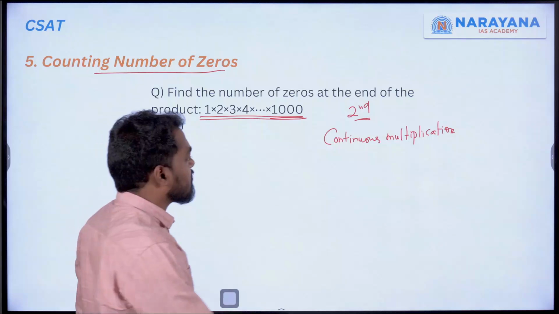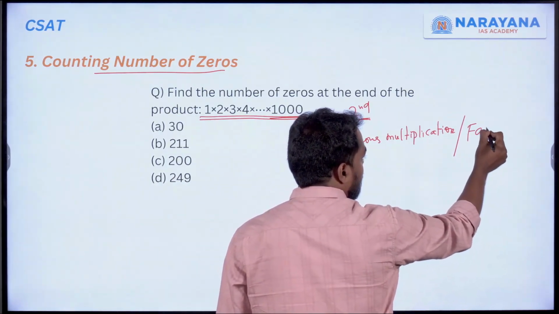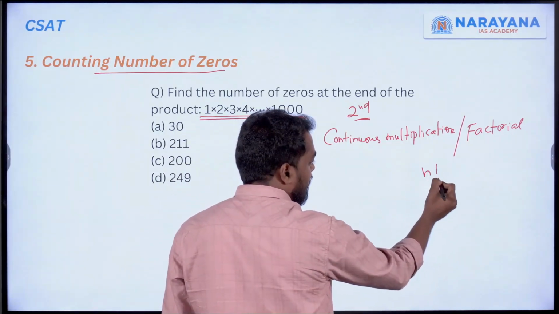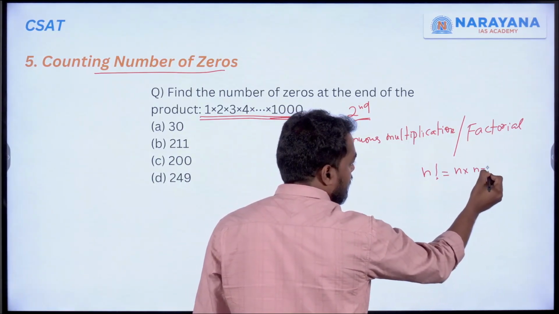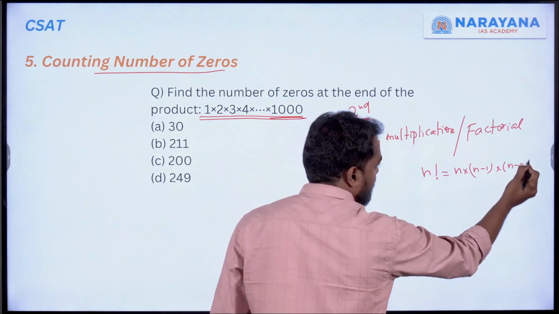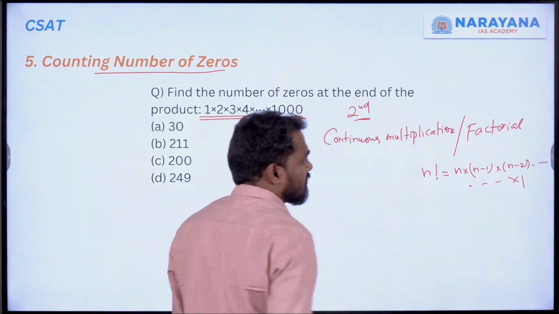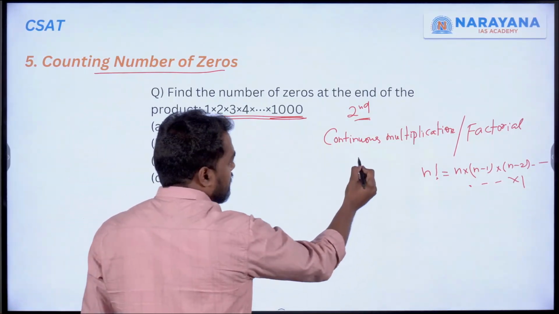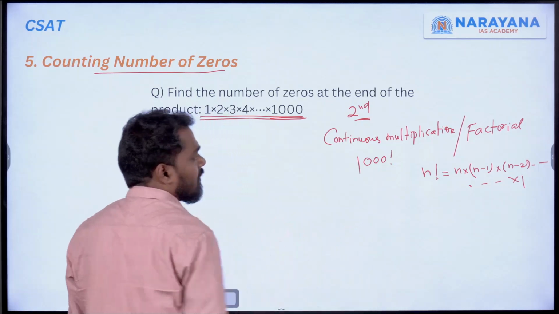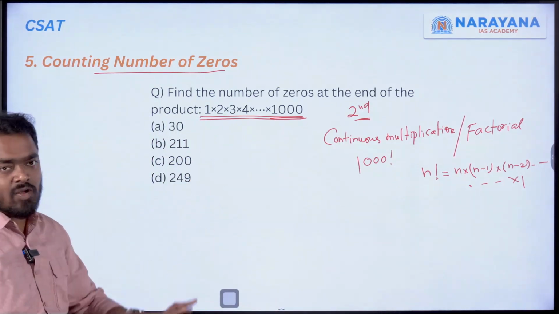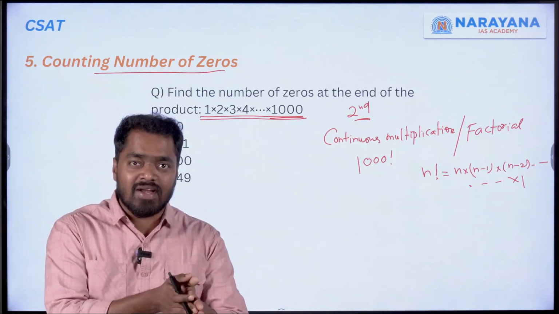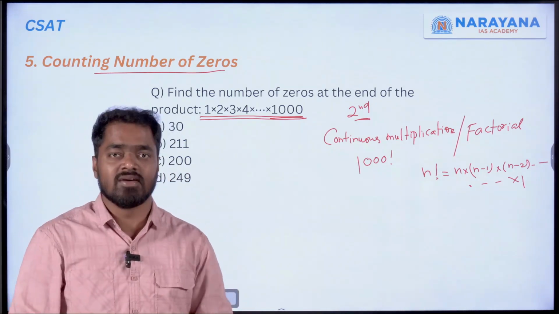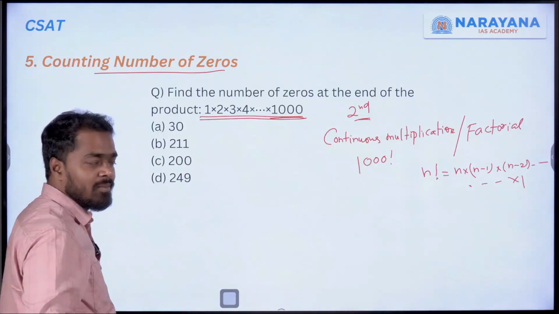In these model questions, this is also called as factorial, right? What is factorial? N factorial is nothing but n into n minus 1 into n minus 2 up to 1. So if you see, this is nothing but 1, 2, 3 up to 1000, 1000 factorial. So in these kind of questions, multiplying or dividing the entire product into 2 and 5 prime factorization is going to be very difficult. So how to solve? How to find the number of zeros?